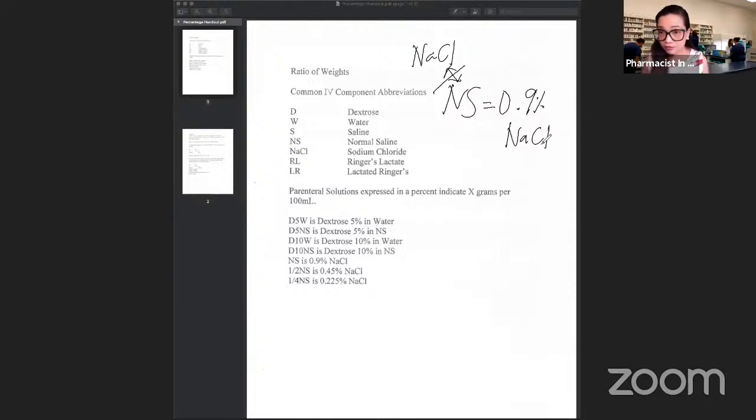And you have to remember this. Normal saline, right away, 0.9% sodium chloride. They're not the same. Normal saline is not the same as sodium chloride. It's even less than 1%. I can't stress this enough.